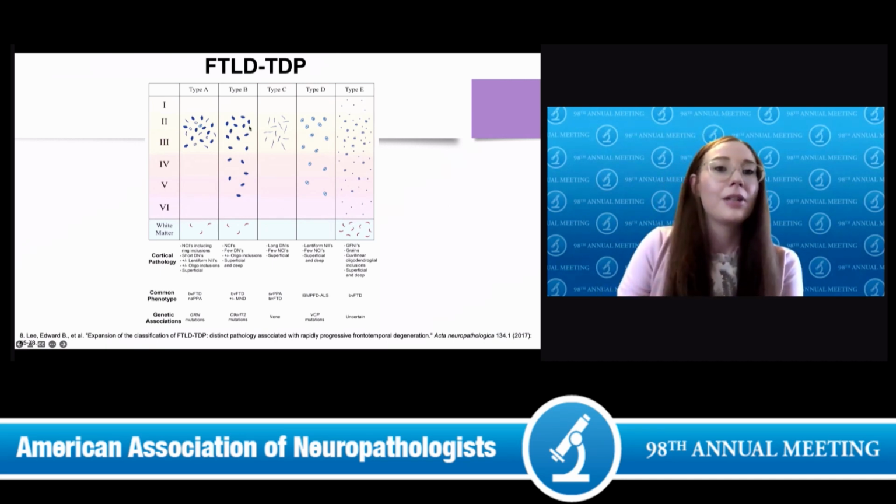It also compares and contrasts the different types of lesions that you see in the cortex. So for example, type A has intranuclear inclusions, kind of more fine dystrophic neurites and neuronal cytoplasmic inclusions, whereas the dystrophic neurites in type C tend to be very characteristic: long, ropey, distended.